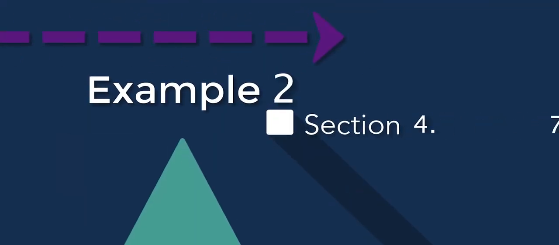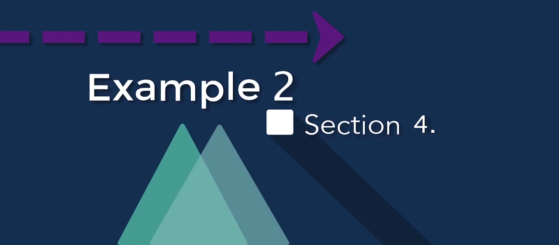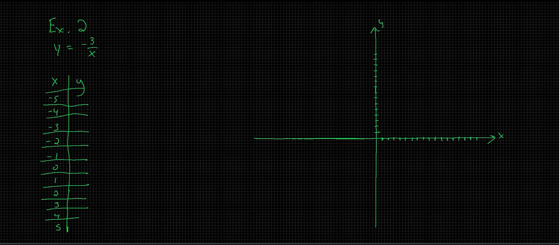With example two, we're asked to graph the function y equals negative 3 over x and determine if the function is linear or nonlinear. So I made a table here from negative 5 to 5 as instructed in the directions for the problem. And we'll go ahead and just go through and do each one.